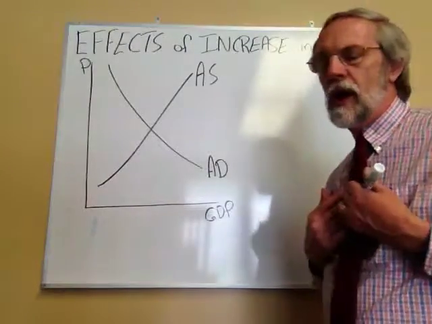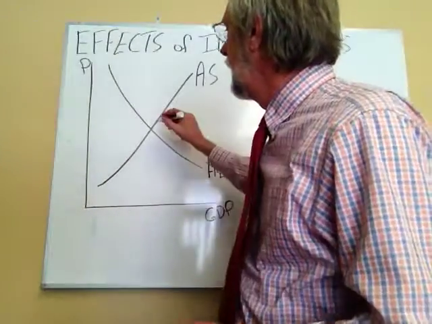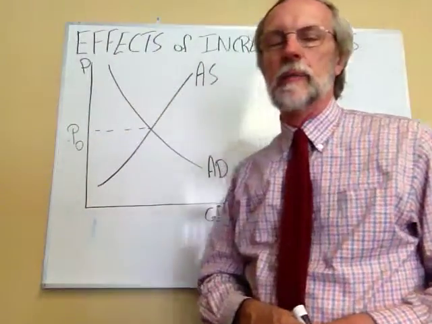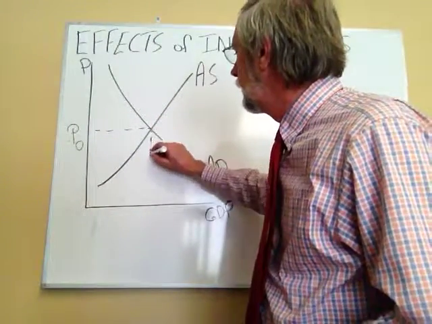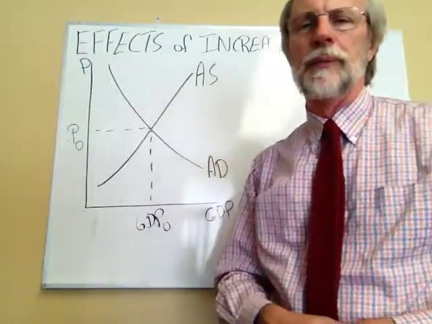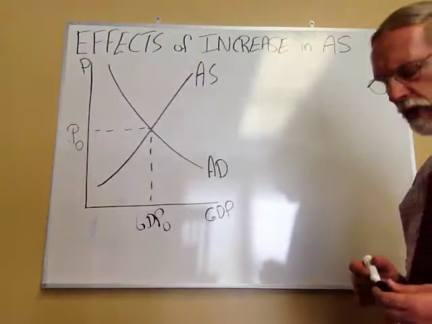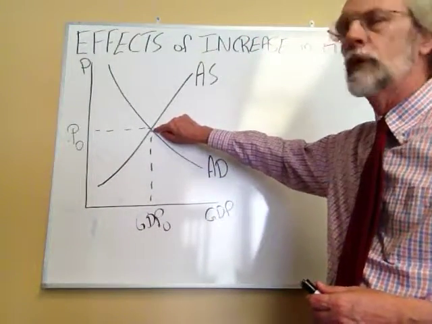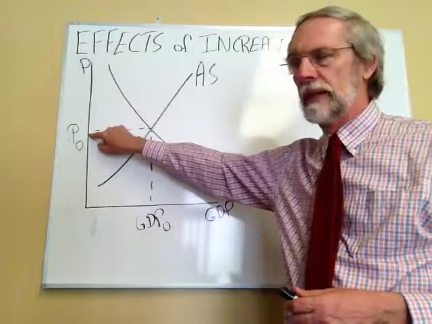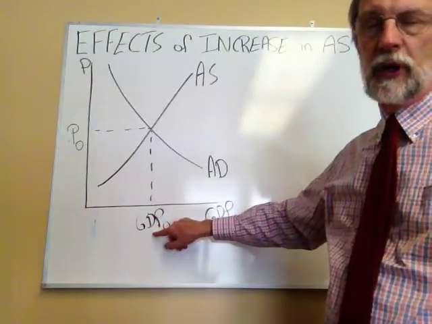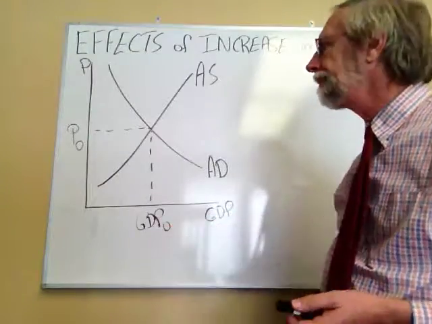So we start off in equilibrium, and our equilibrium has an initial price level we'll call P sub 0, and a level of GDP that we will call GDP sub 0. We start in equilibrium where desired spending and desired production are equal to one another at that level of prices, resulting in that level of spending, production, and GDP.